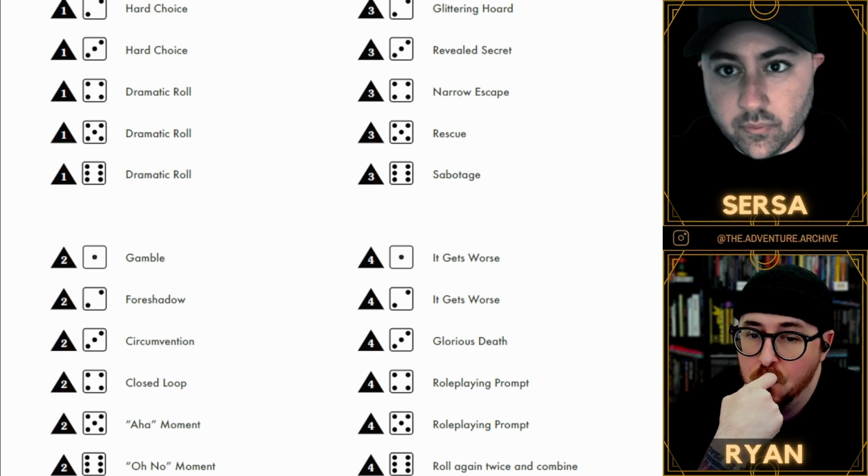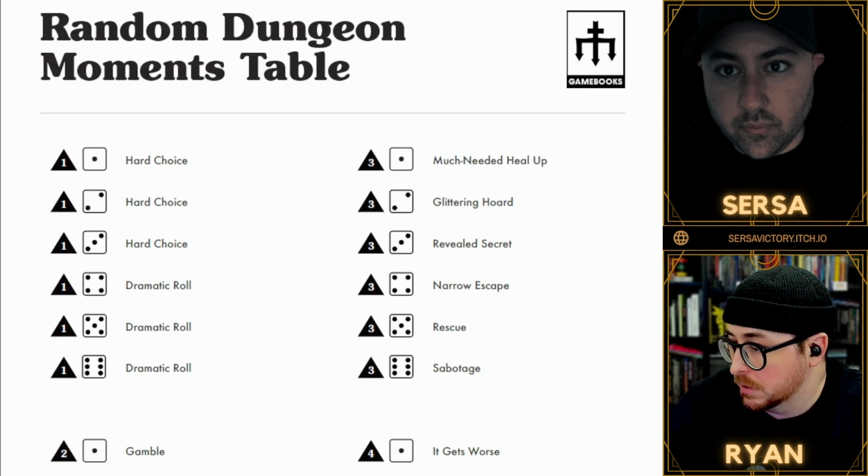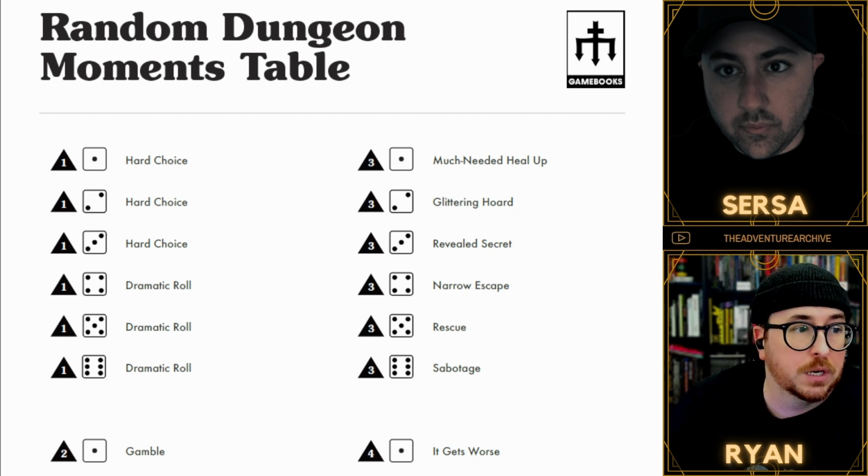Let's see here. Clue protected by environmental hazard, and then finally, let's go ahead and roll on that moments table. Okay, let me bring that back up. All right, let me go back to a D6 here. Oh, I got double ones. That's a hard choice.